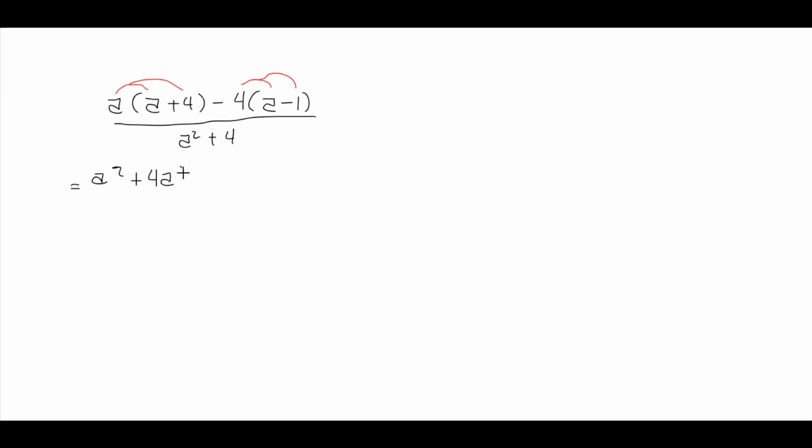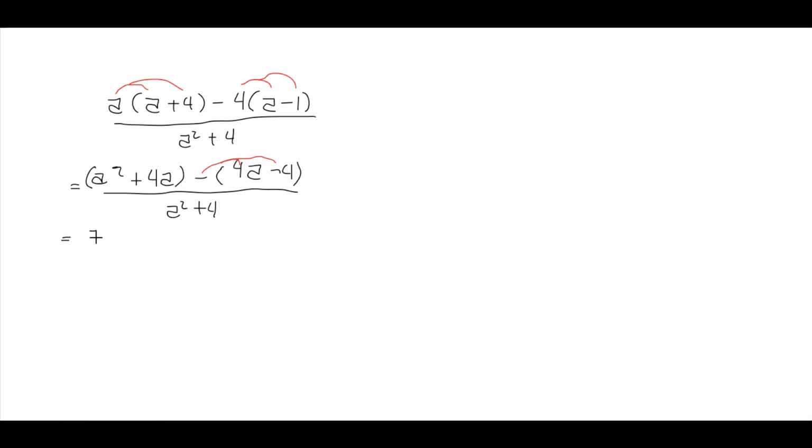Let's group this into one term. Minus 4 times positive a gets 4a. Then 4 times negative 1 gets negative 4. And copy again the denominator, a squared plus 4. After distributing the a and the 4, the last thing we need to do is distribute the negative sign into this second parenthesis.